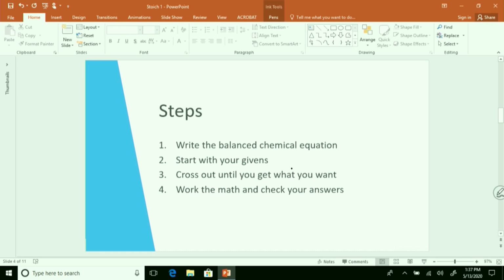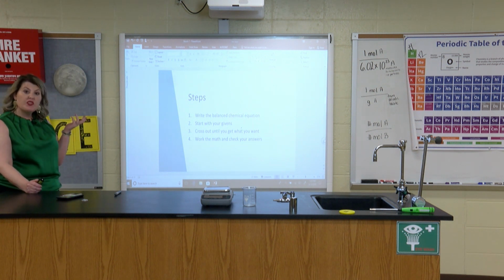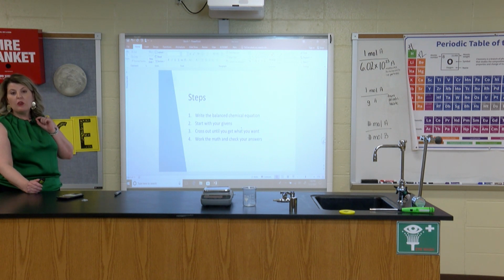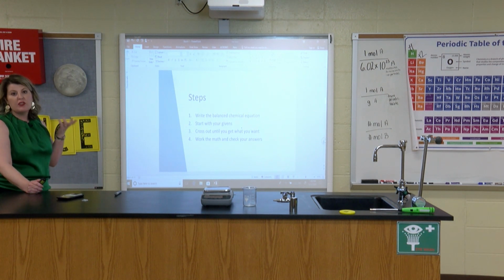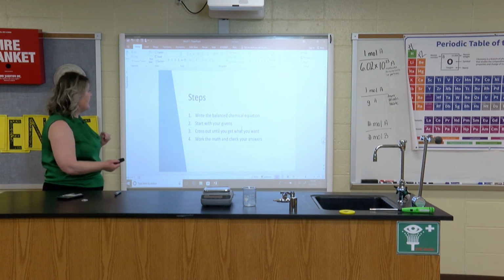The first thing you have to do in these problems is write your balanced chemical equation, and that's actually what we did back in week 1. Then you're going to start with your givens, which is what we've done the last 2 weeks. You're going to keep doing your X in a line and crossing out until you get to the unit that you want. Then you're going to do your math and check your answers, and we'll be done.